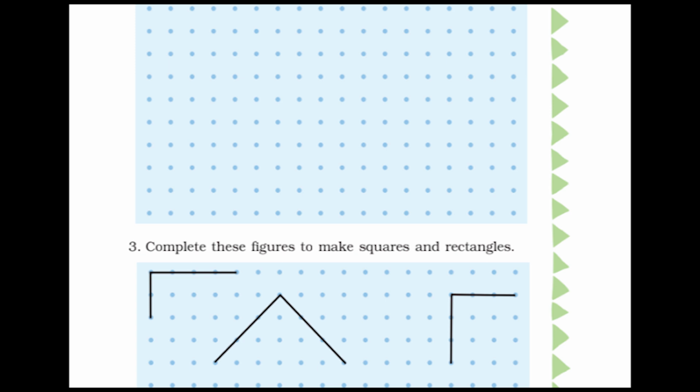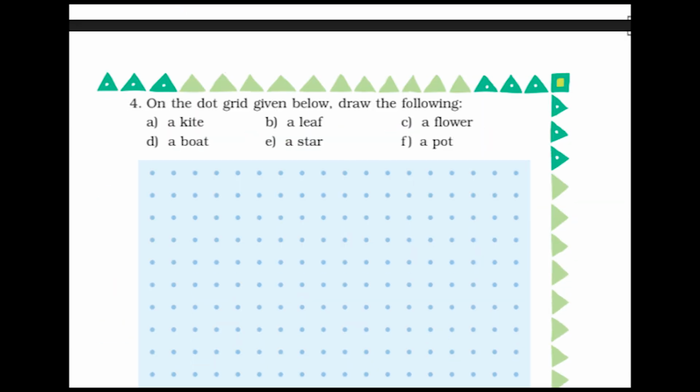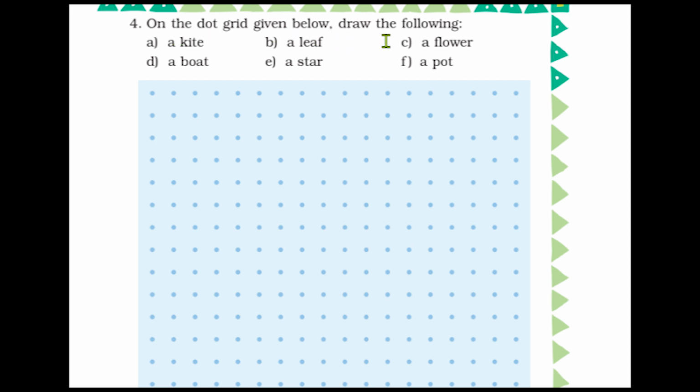So if you want to make a rectangle, you will use here. And if you want to make a square, you will make exactly with 3 dots. Now this figure again when you complete it, it will be a rectangle. This can also be a square. So these are different patterns you can make with the dots. On the grid below, draw the following figure. You have to draw a kite, a boat, a leaf, a flower, a pot, a star using this pattern.